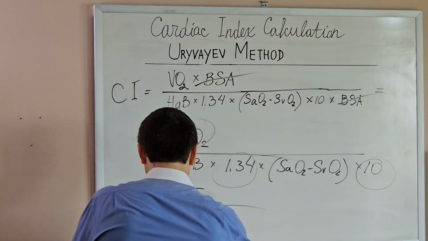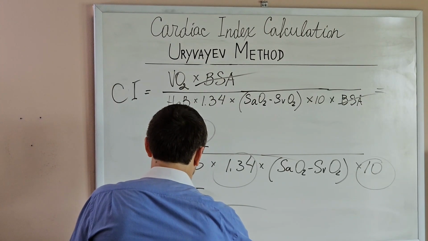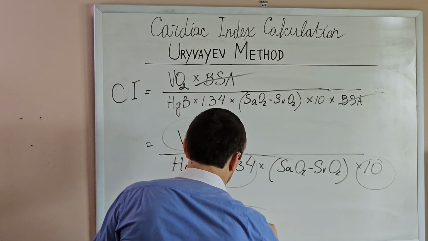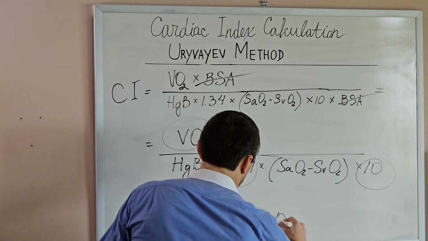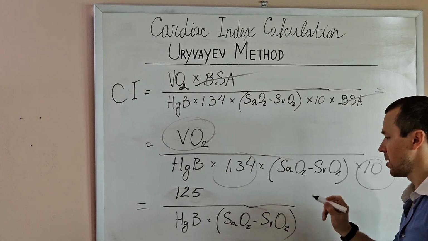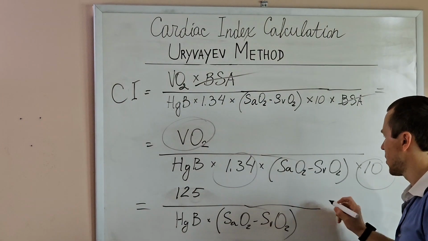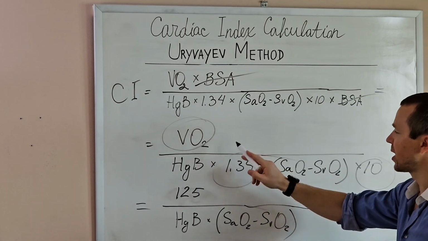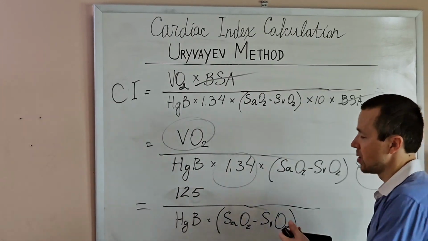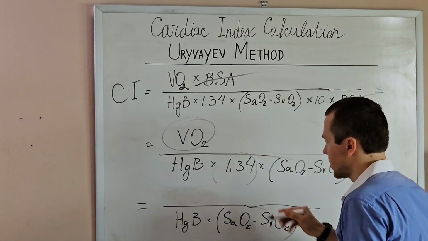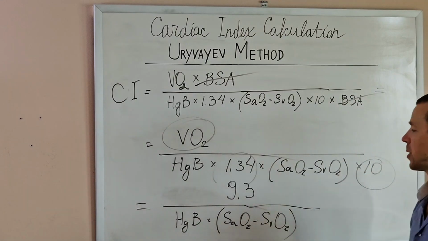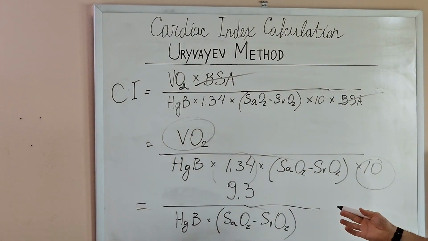Okay, so we will need our hemoglobin and we'll use SaO2, which will be in decimal form, right? So without even writing this down, we can just simplify it. 125 over 1.34 over 13.4. That will be your 9.3, and that's your formula. Look at that, how simple is that?